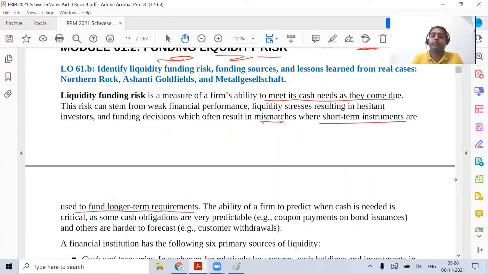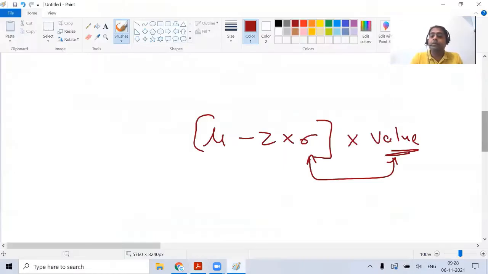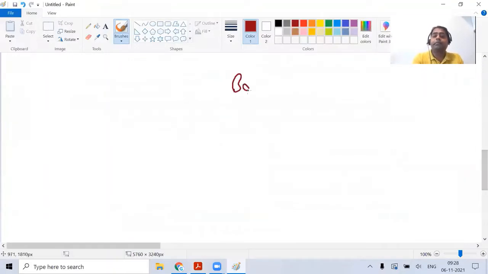You can read this line. Mismatch when short-term investments are used to fund long-term requirement. What does it mean? Suppose you have a bank. A bank will always have an asset side and a liability side.